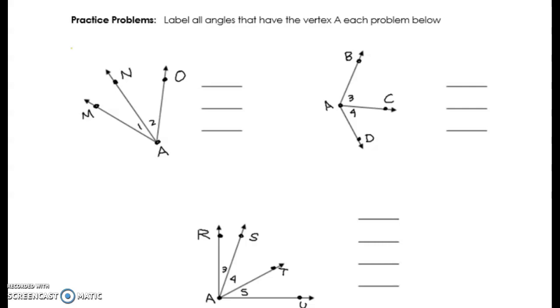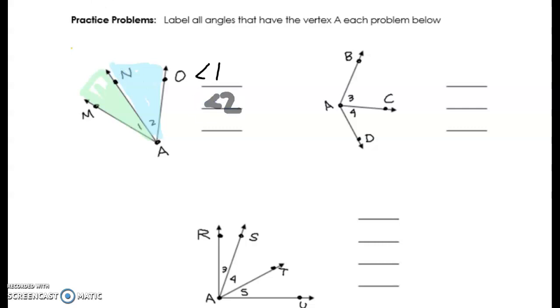All right, so looking at this first one right here, if I was referring to this angle right in here, again, if you see a number, that's the easiest way to label it. So I'd say, hey, that's angle 1. And if I would be looking to label this smaller angle, and I tend to do the parts first, the smaller angles, this would be angle 2.